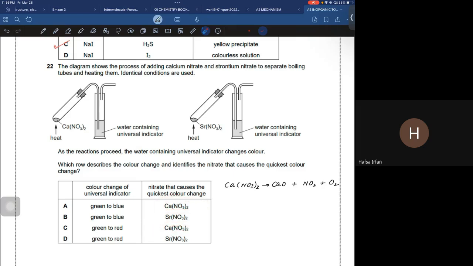Now we have filtered B and D. Now we have to see which one is correct. So you must know the color change of the universal indicator. As you know, NO2 is formed, that is your acidic gas. So you must know the color of universal indicator in acid, that is red, of course. C is correct. देख रहे हो आप कितनी चीजें आपको पता होनी चाहिए before going to do this question. It's multi topic basically.